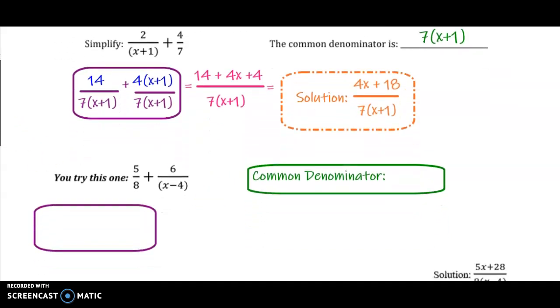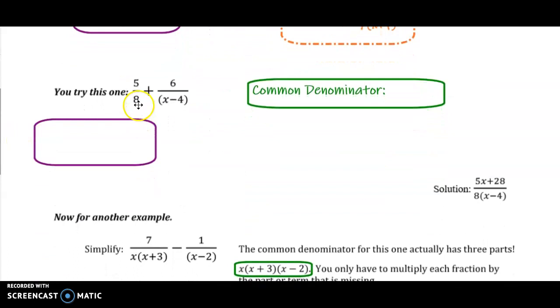So now I want you to try this next one. It's just like the one we just did. You've got a number and a binomial. So pause the video and try that problem. The solution is written down in the corner.